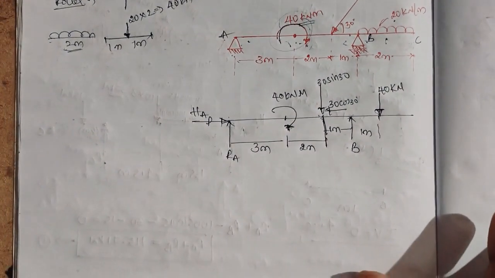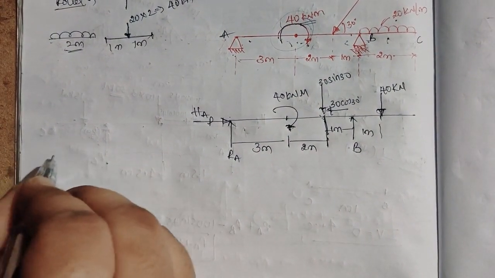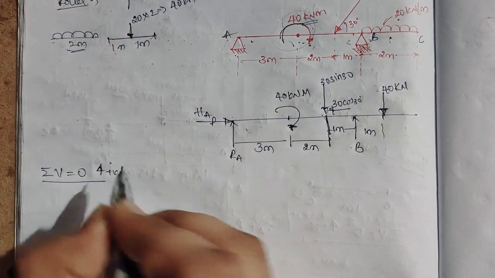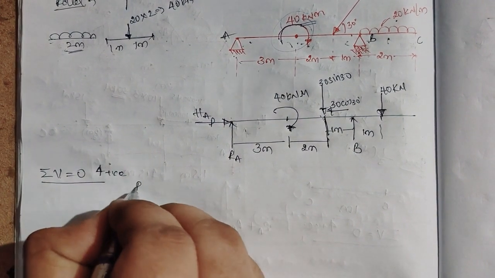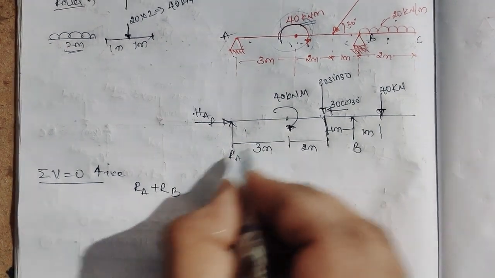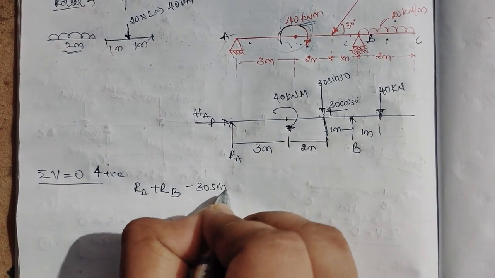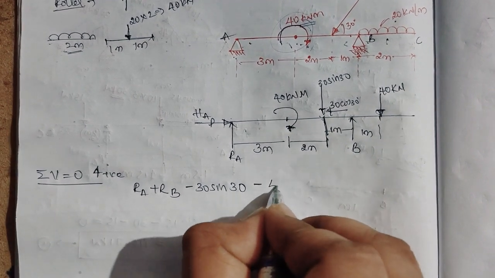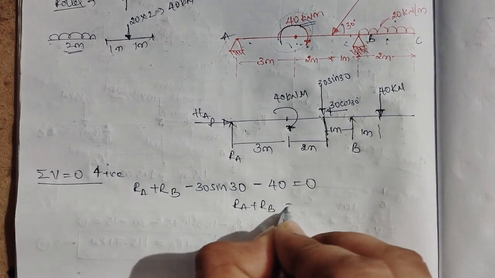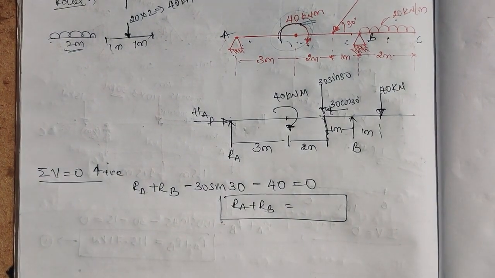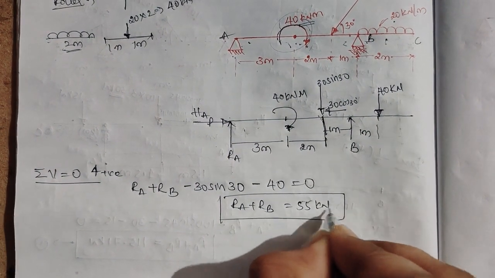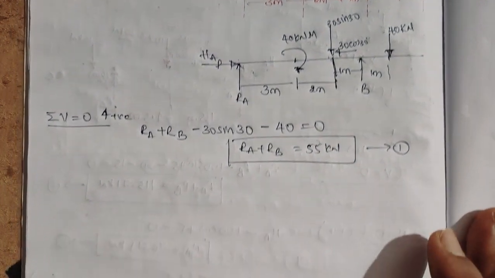Fine. Now summation of V equal to 0, taking upward as positive. Okay, same we have to do. I'll try to write directly, fast. I'll make this RA plus RB minus 30 sin 30, minus 40 is equal to 0. RA plus RB, so calculate. When I calculate, I got 55 kilonewton, equation number 1.